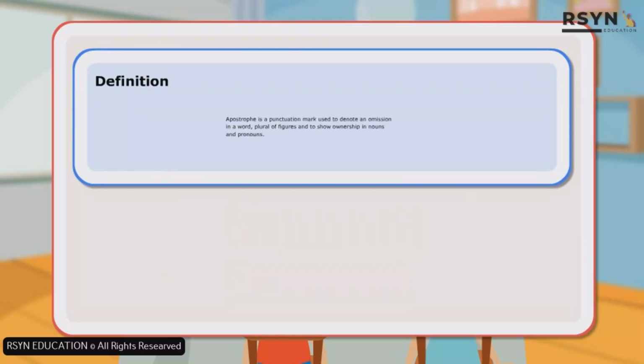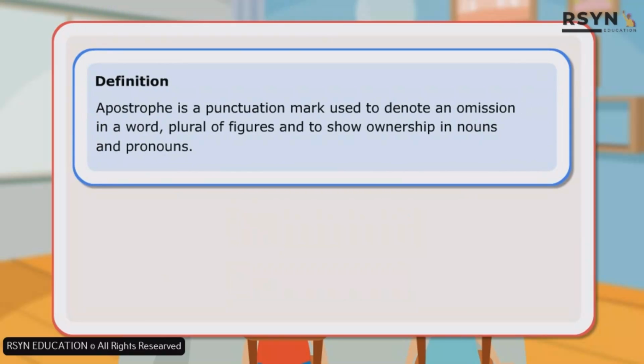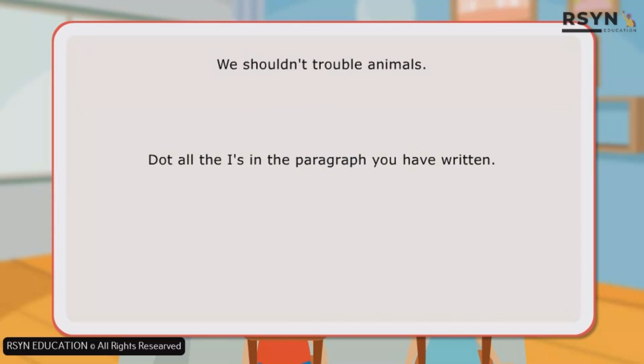Definition: apostrophe is a punctuation mark used to denote an omission in a word, plural of figures, and to show ownership in nouns and pronouns. Let us look at a few sentences. We shouldn't trouble animals. Dot all the I's in the paragraph you have written. Ritika's house is very beautiful and grand.